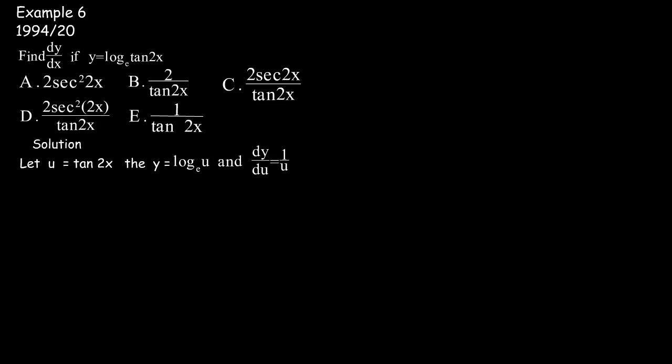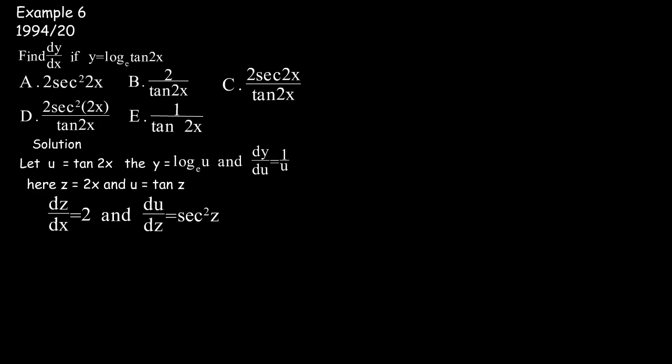Now to get du over ds, we are going to be using chain rule, and we are going to be making z equal to 2s. If z is equal to 2s, then u will be equal to tan z. Our next step is to get dz over ds and du over dz. dz over ds will be equal to 2, and du over dz will be equal to sec squared z, from our derivative of trigonometric functions.